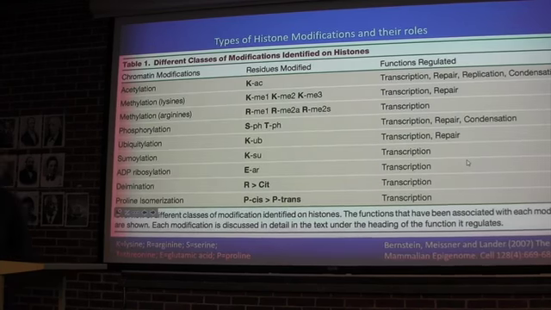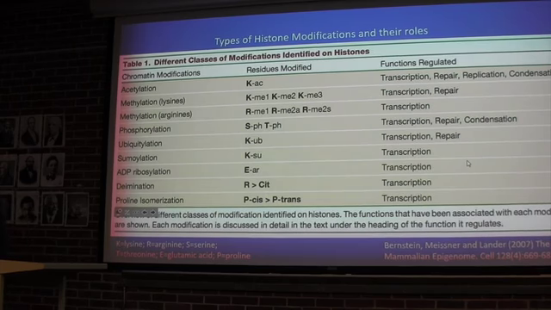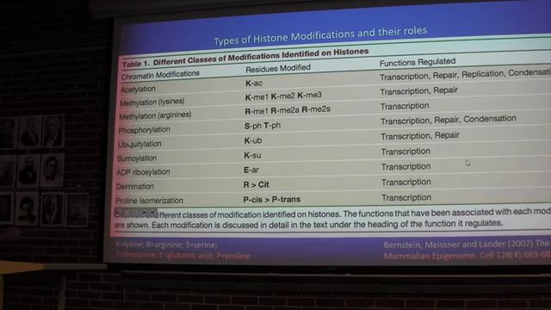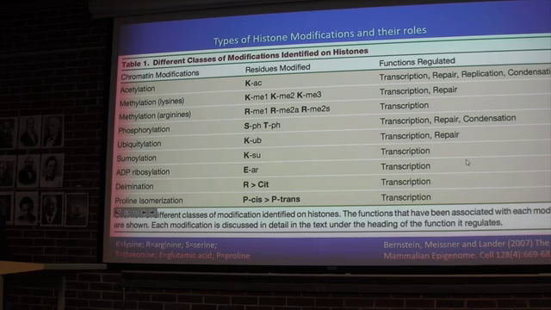We are not going to need to memorize this at all, but you can see the kinds of things. You get acetylation, methylation, phosphorylation, ubiquitination, sumoylation. That usually shuts things down. ADP-ribosylation, deamination. All of these different kinds of modifications end up being associated with a particular transcription state.